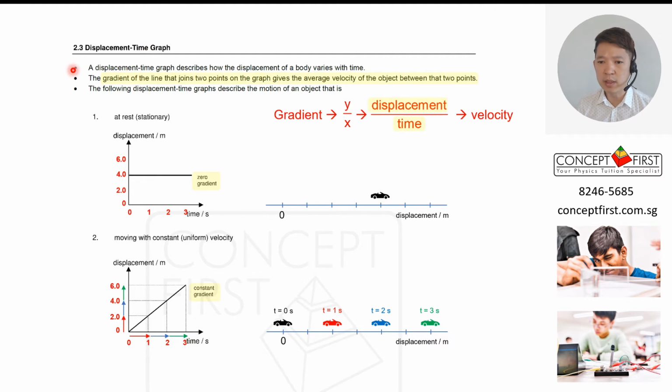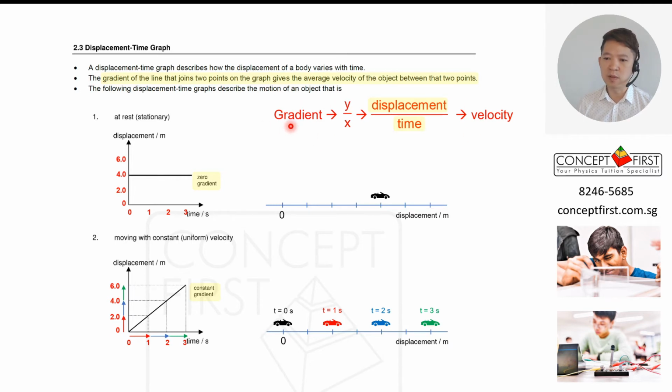Point number 1, you can read it. Now point number 2, this is the most important here. The gradient of the line that joins 2 points on the graph will give us the average velocity of that object between those 2 points. It may seem like a long statement, potentially confusing. It's summed up here actually.